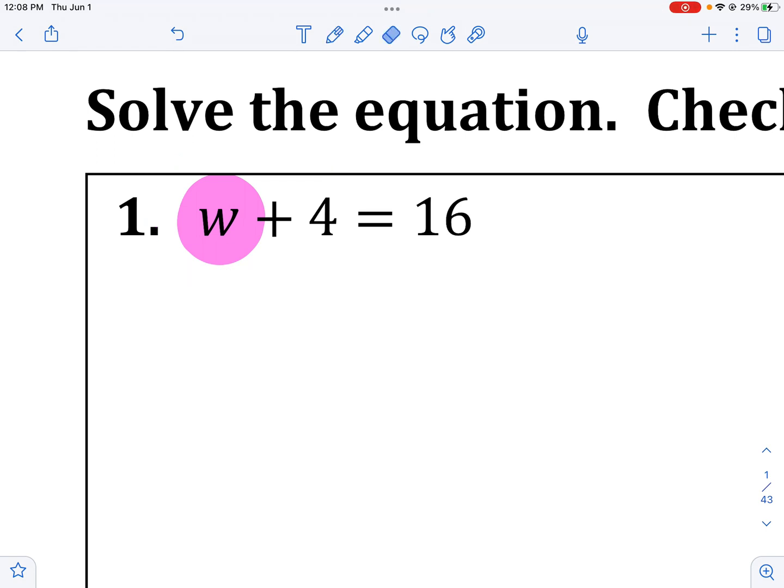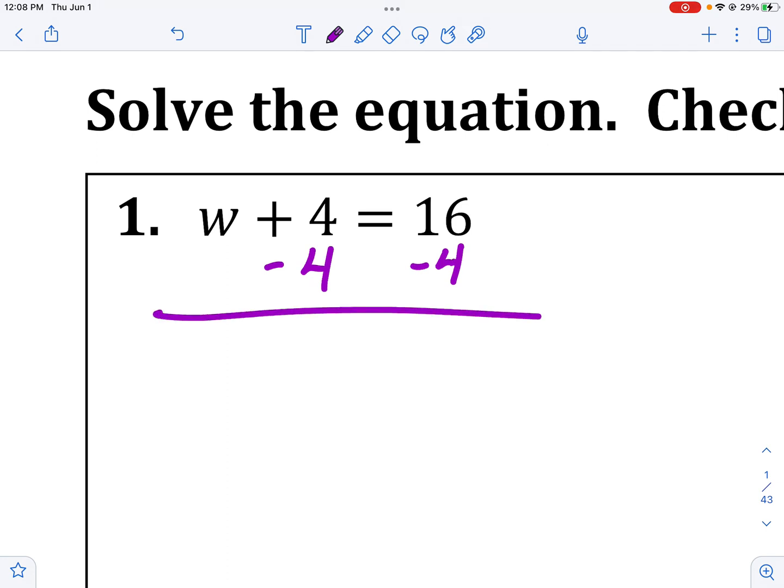In this case, it's the positive 4. So how do I get rid of the positive 4? I have to do an opposite operation or an inverse operation. I see positive 4, I need to do negative 4. And I'm going to do that opposite operation to my positive 4, and I'm going to look for like terms on the other side. Here's a like term. Those are just nice whole numbers. So anytime you have just a nice constant number, you can subtract your numbers, and I get w equals 12.